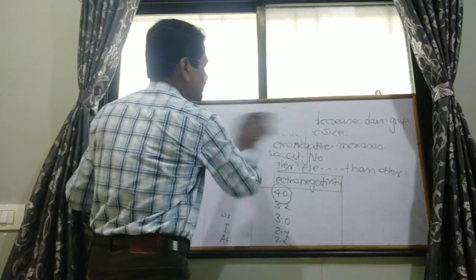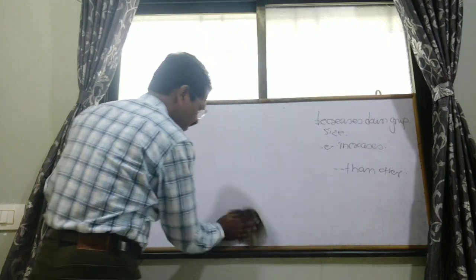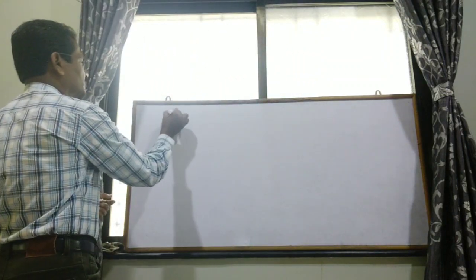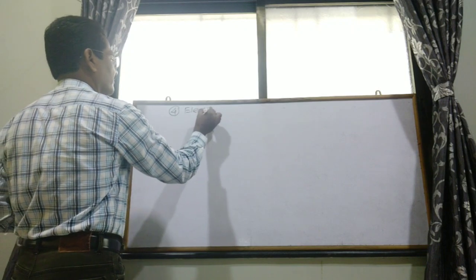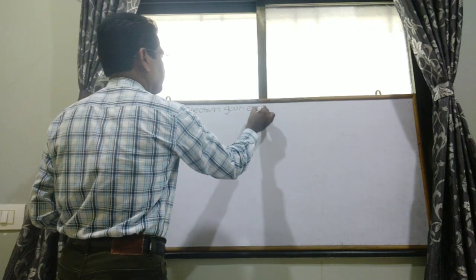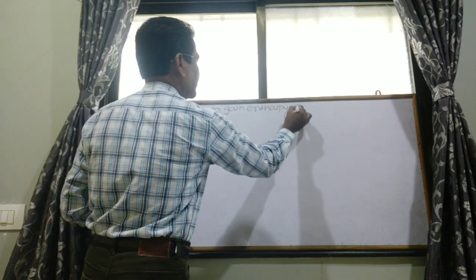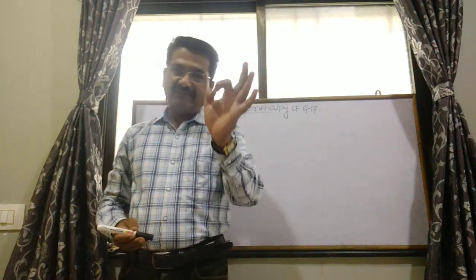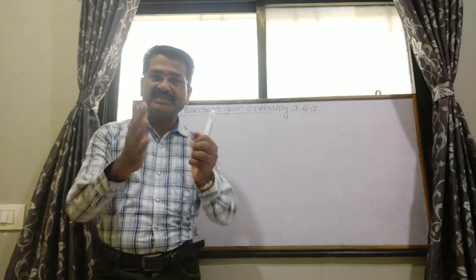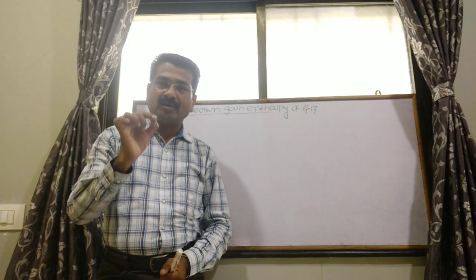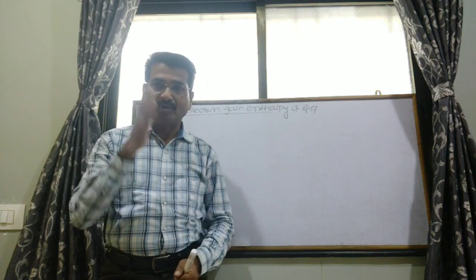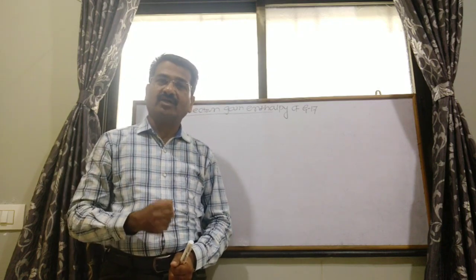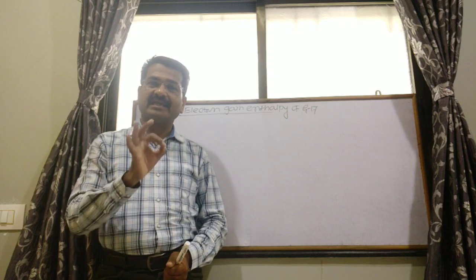After that, see the electron gain enthalpy of halogens. Next, the fourth question: electron gain enthalpy of G17 elements. First of all, see the definition of electron gain enthalpy. What is electron gain enthalpy? The amount of energy or enthalpy required to complete the octet of elements is called electron gain enthalpy.